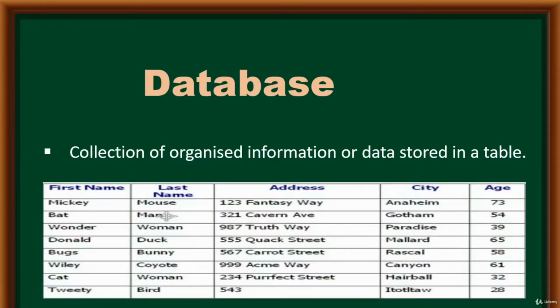So this is a basic illustration of a database. So a database stores information or data in a table. So this is basically a table, and a table consists of columns. The columns are the ones across in blue, and it also consists of rows. These rows are known as records. So each record is unique in a table.